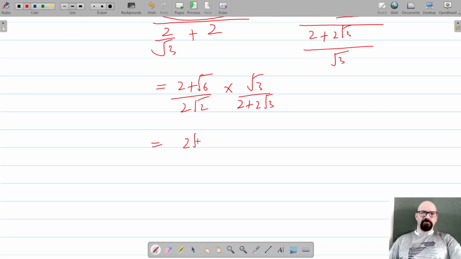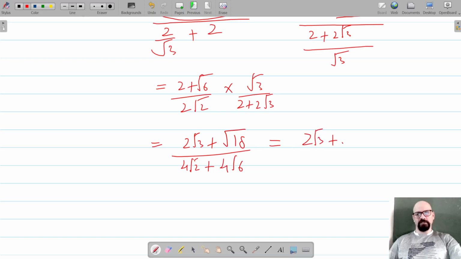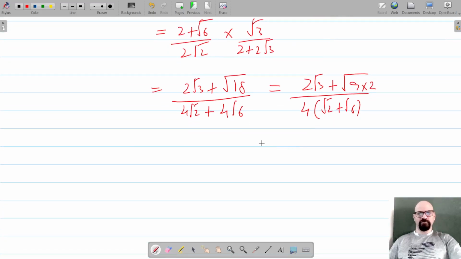So this is 2 root 3 plus root 18 on the top, and on the bottom 2 times 2 is 4. So 4 root 2 plus 2 times 2 is 4 and 4 root 6. Okay, now 2 root 3, root 18 is 9 into 2. And for 4 root 6, root 4 is common. So root 2 plus root 6.